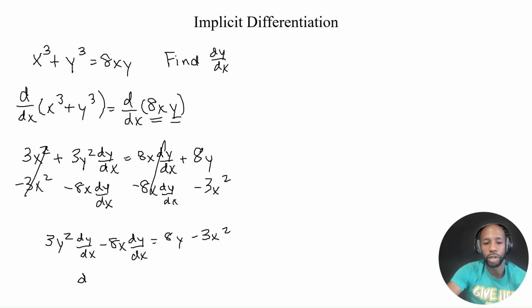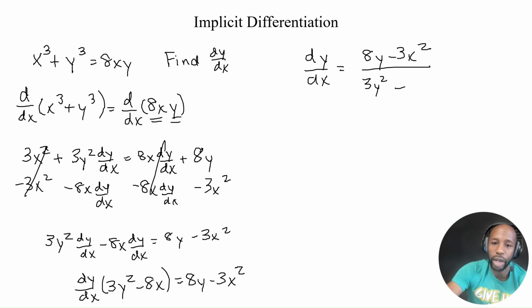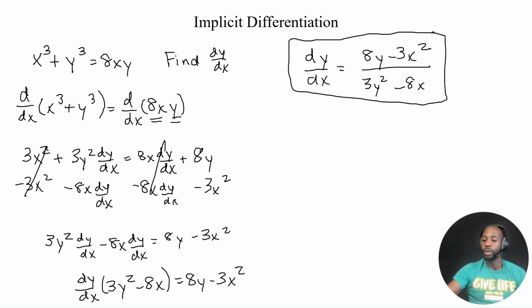When you factor that out, you're left with dy/dx times 3y squared minus 8x equals 8y minus 3x squared. We're going to divide both sides by 3y squared minus 8x, and that will give us dy/dx equals 8y minus 3x squared over 3y squared minus 8x. And now we have found the derivative with respect to x of the function.